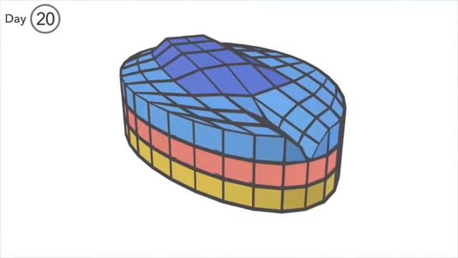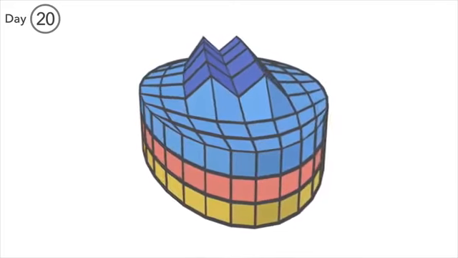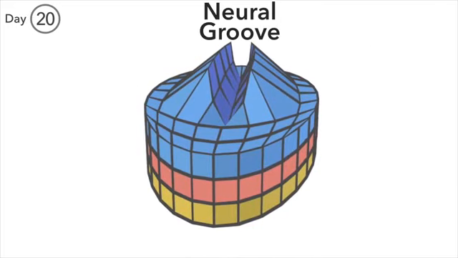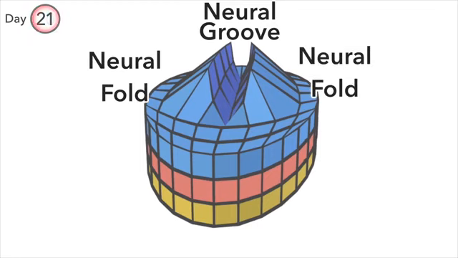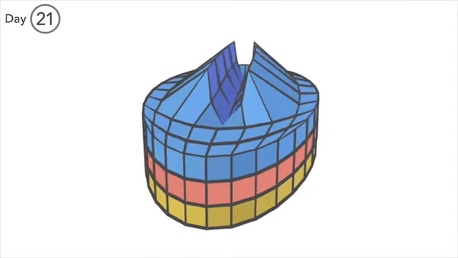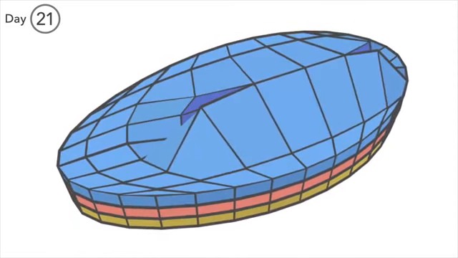Day 20. The neural plate has begun buckling in the midline. We call this dip the neural groove, and the mounds either side the neural folds. Day 21. These folds progress toward each other and begin to fuse in the centre around day 21.